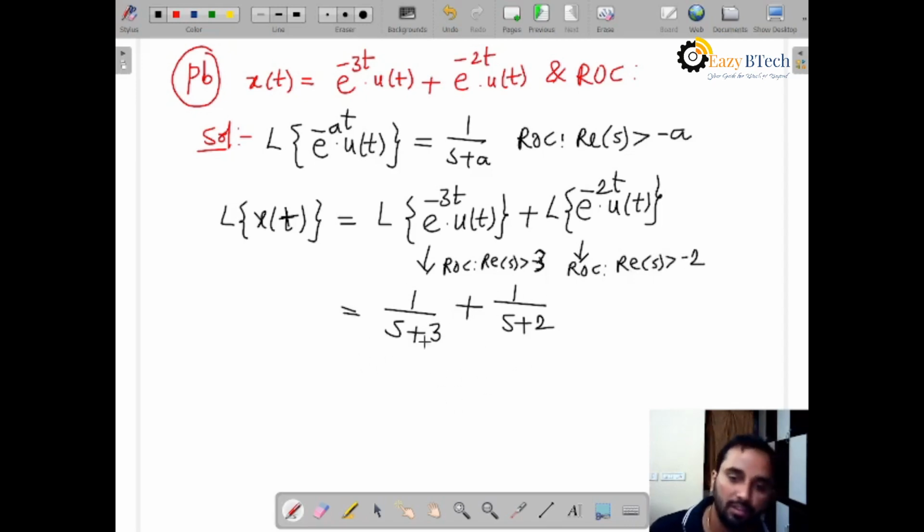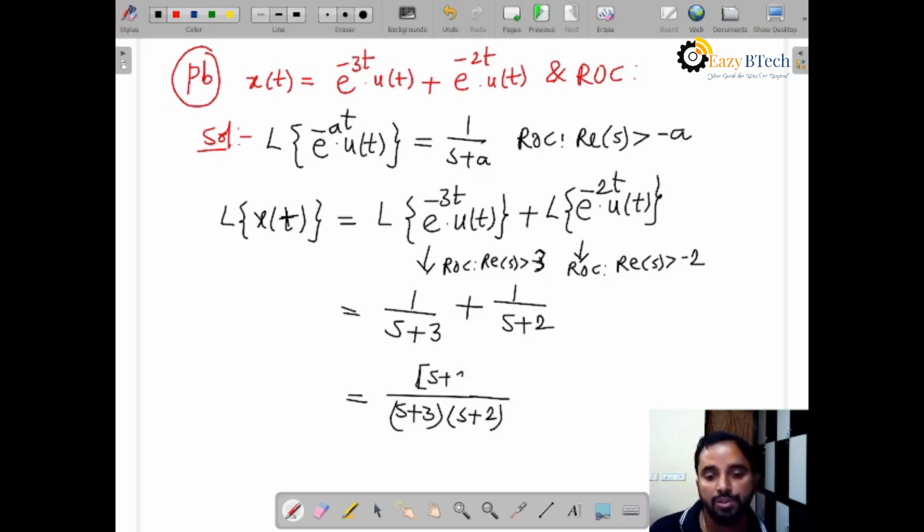Okay. So here 1 by S plus 3, 1 by S plus 2, we can take the LCM. 1 by (S plus 3) into (S plus 2). Here in the numerator we get S plus 2 plus S plus 3. So this answer is (2S plus 5) divided by (S square plus 5S plus 6). So this is the answer.